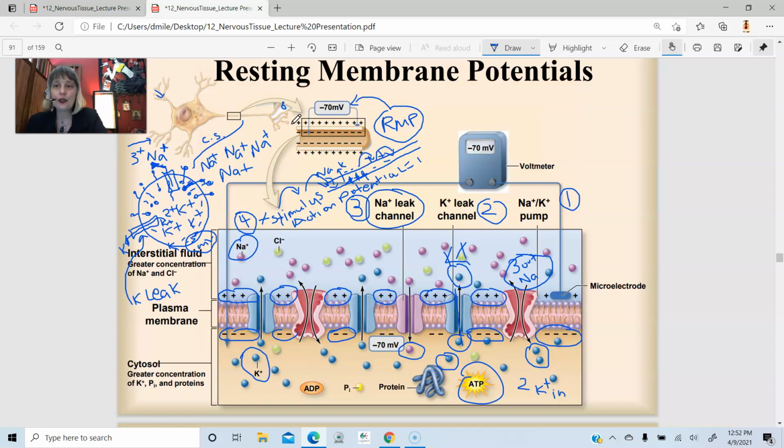I do hope you enjoyed this little mini lesson on resting membrane potential. Don't forget, three principles: the sodium-potassium pump, the potassium leak channel, and then the sodium leak channel, which is going to eventually allow the whole action potential and depolarization event to take place.